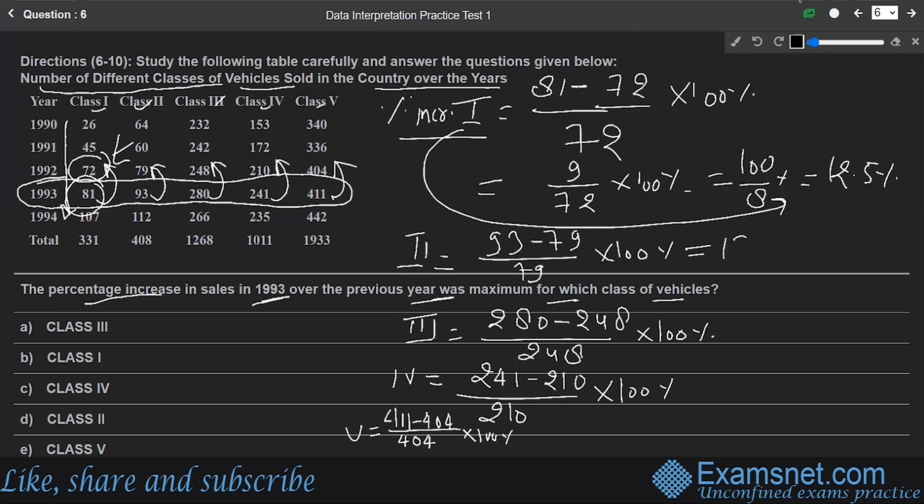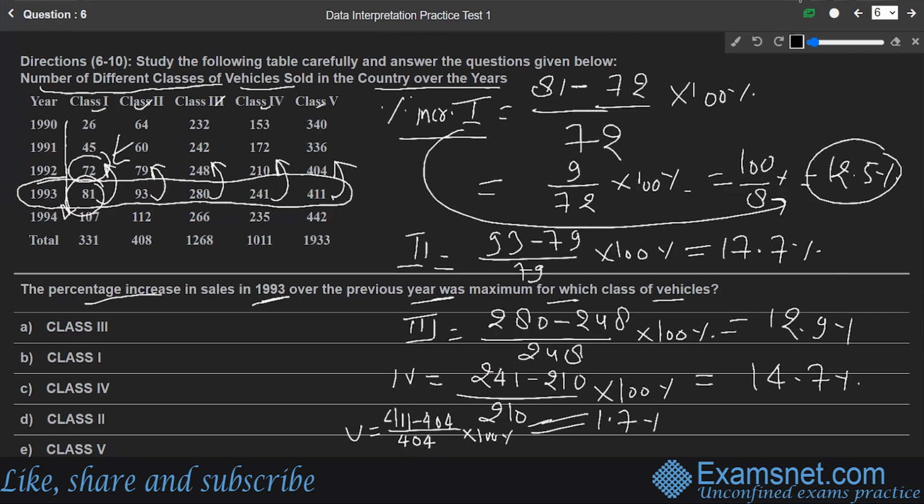So this value is coming out to be 17.7%. For class 3, it is coming out to be 12.9% precisely. For class 4, it is coming out to be 14.7% precisely. And for class number 5, the last class, it is coming out to be simply 1.7%.